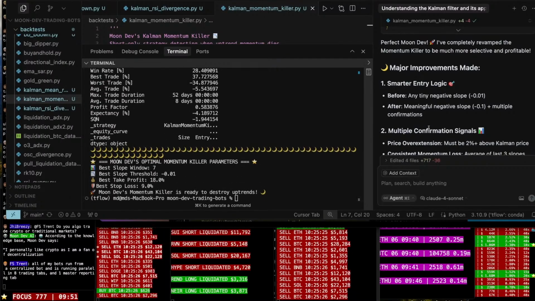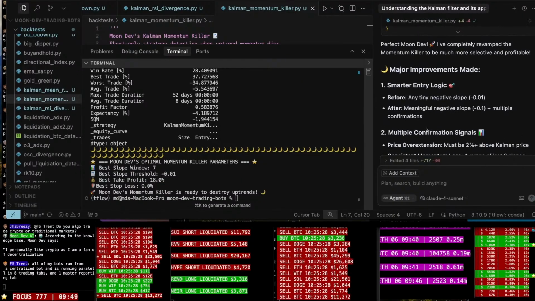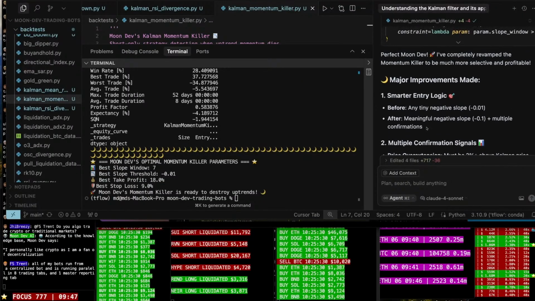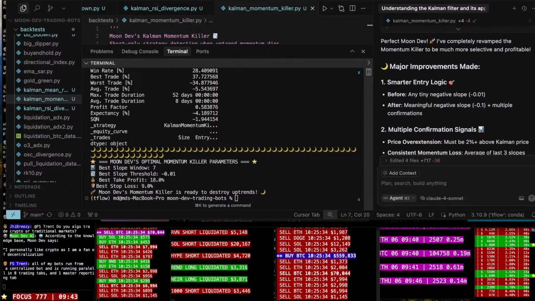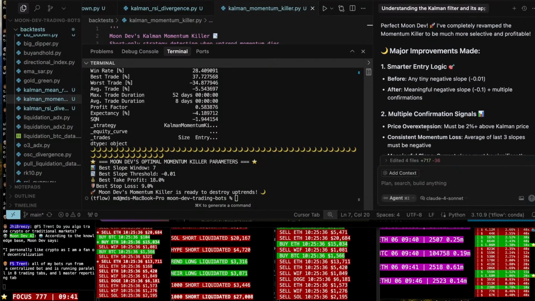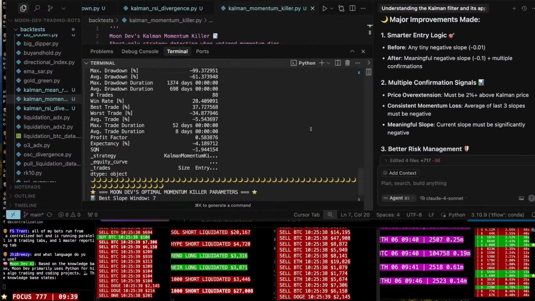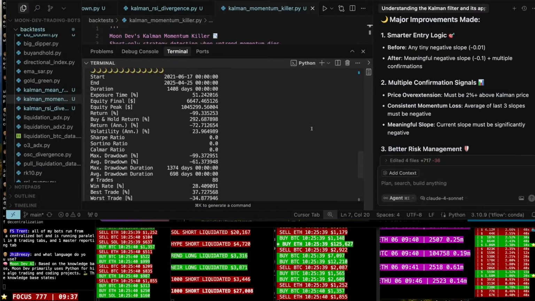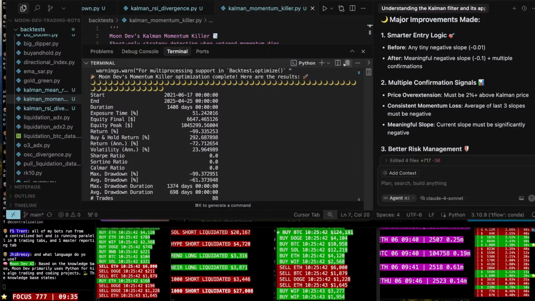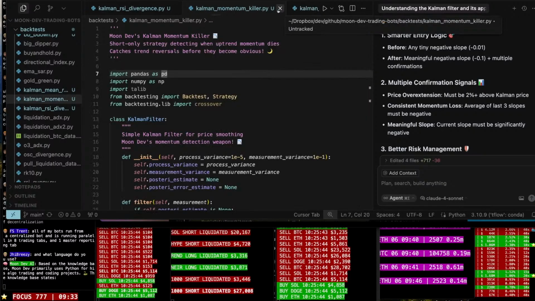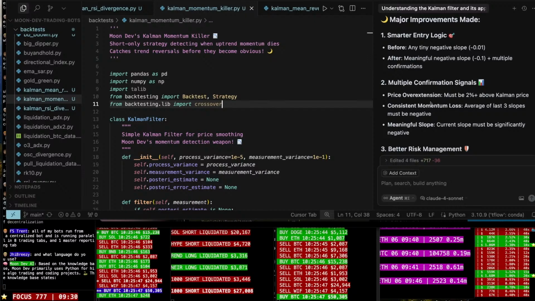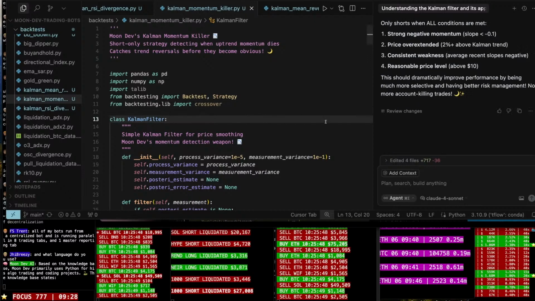Interesting. Interessante, bro. Okay, so I've completely revamped the momentum killer to be much more selective and profitable. All right, so I mean, this is an interesting idea. I just wanted to see a couple ways to work with the Kalman. I want to go ahead and move on to the next one because I ran this.